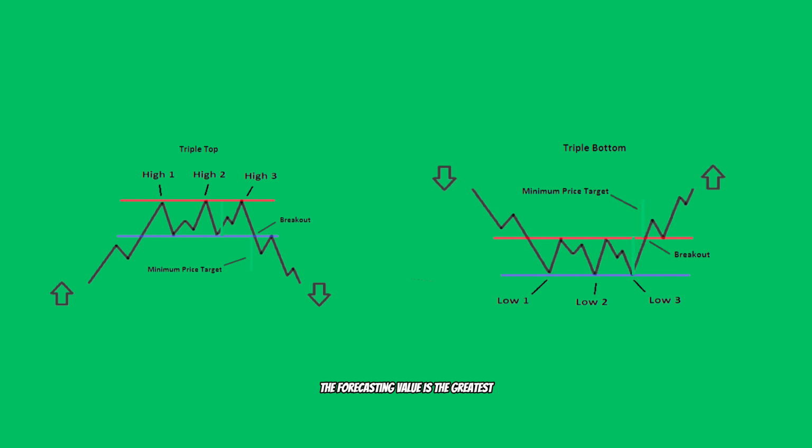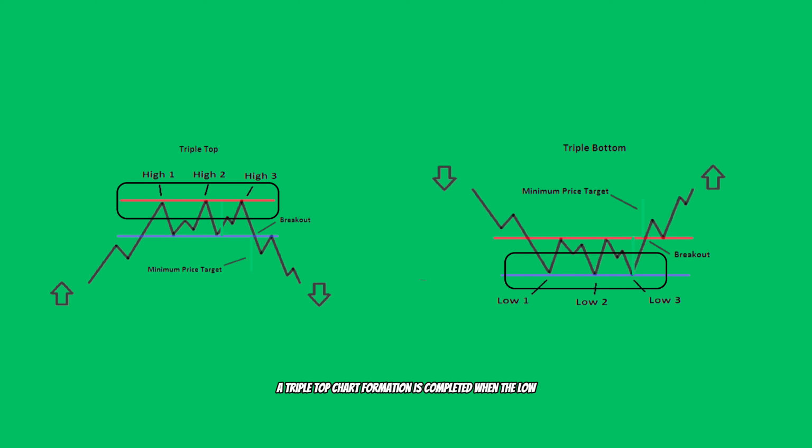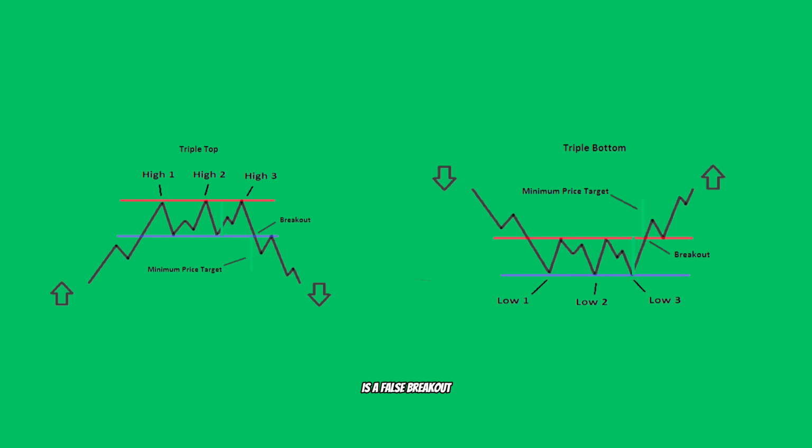The forecasting value is the greatest if there is a good symmetry between the peaks or the troughs, or the valleys. Ideally, the distance is the same from the middle peak to the peaks on both the left and right. A triple top formation is completed when the low before the third peak is broken on a close basis. If the third peak in a triple top formation is a false breakout, this is a strong indication of a trend change. The total distance between the peaks and valleys can be used as the initial profit target.